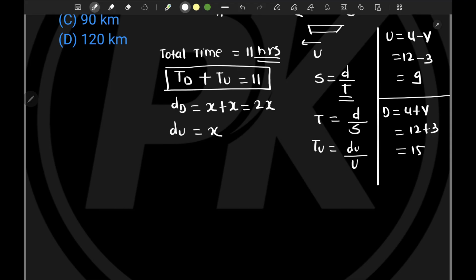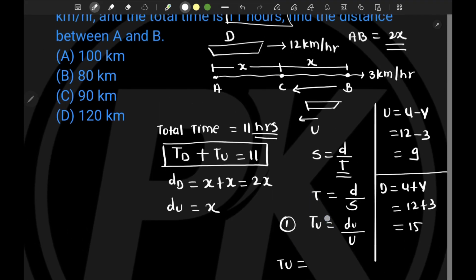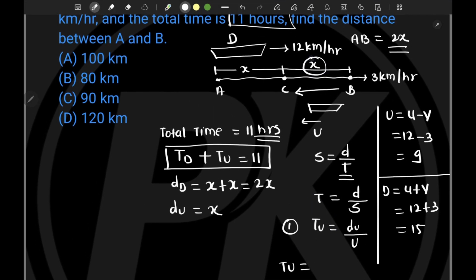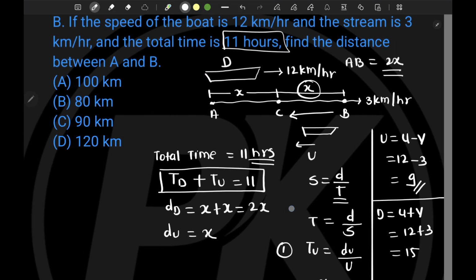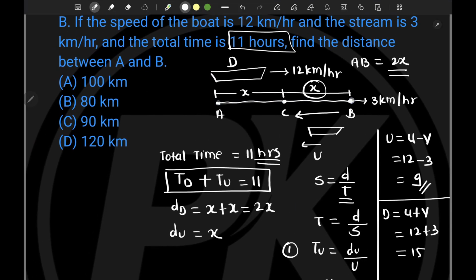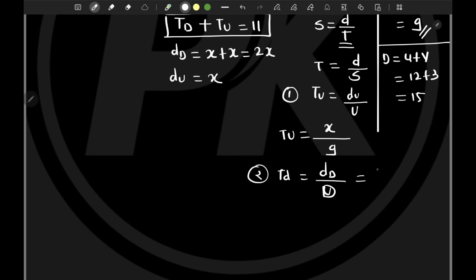Let's put these in this equation. So this is the first equation. Again TU is equal to the distance covered in the upstream. In upstream they have covered only x distance, and the speed in upstream is 9. Similarly, do it for downstream. And hence the distance covered in downstream: the boat is going from A to B, the total distance covered is 2x, and the speed in the downstream is 15 kilometer per hour.